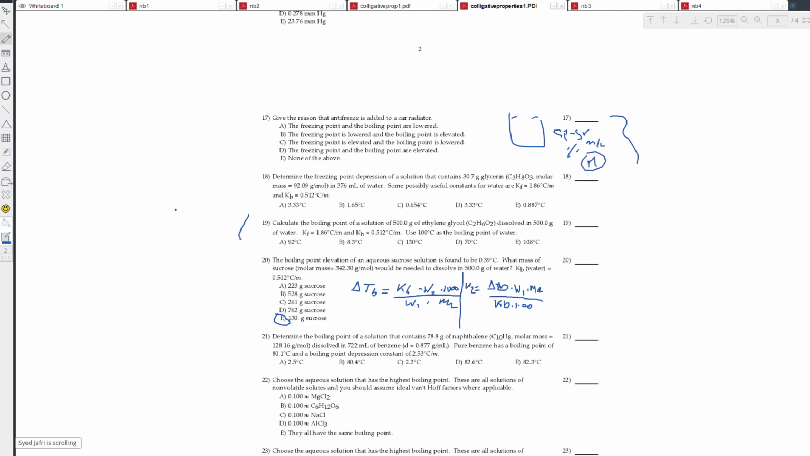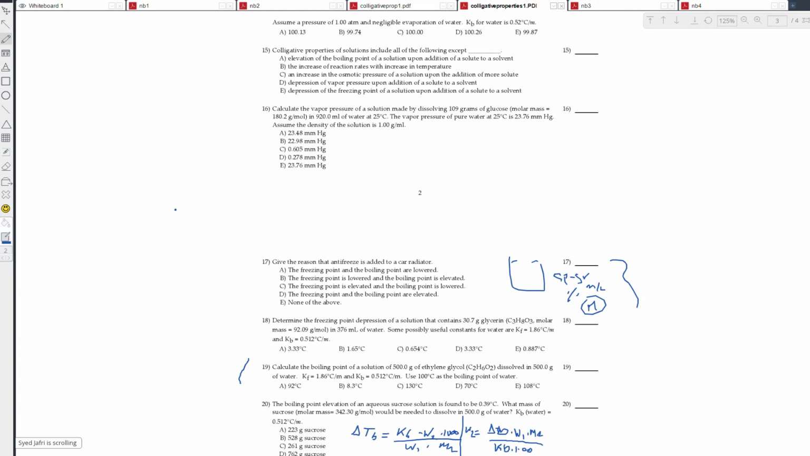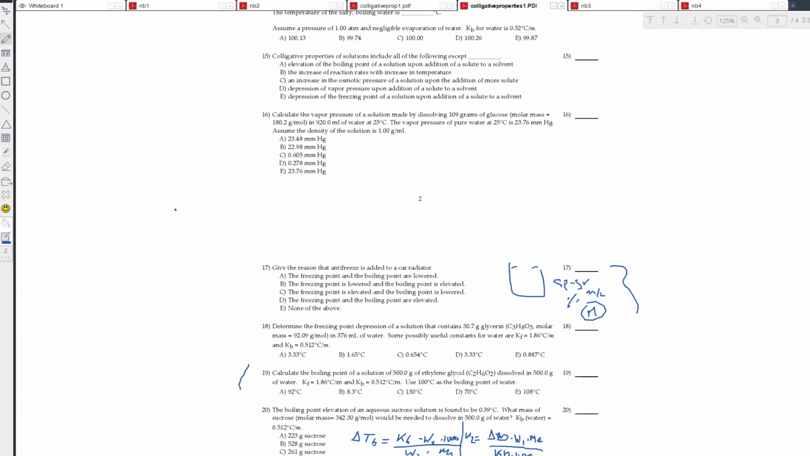Yeah. So let's try another one. Which one? 16. Okay, calculate the vapor pressure of a solution made by dissolving. First write the data so we can see whether your data is good or bad. All right, I'm gonna write it here.